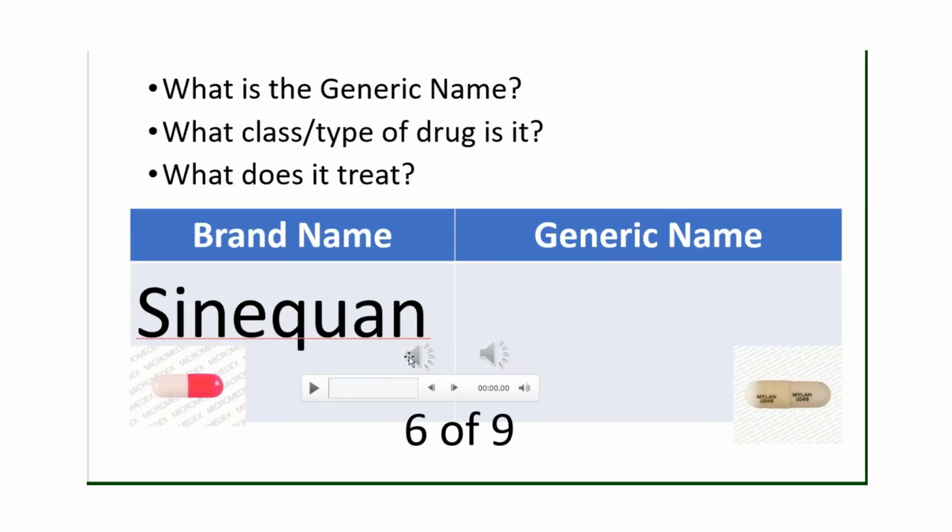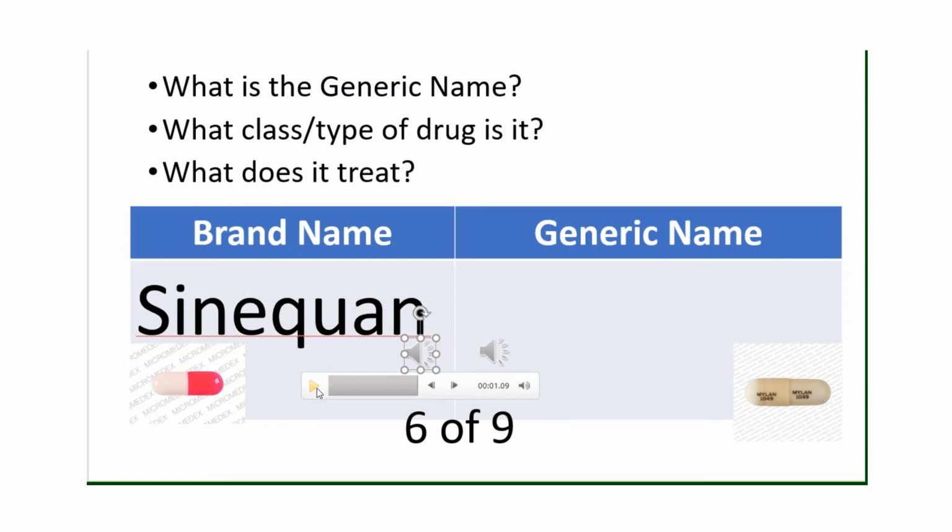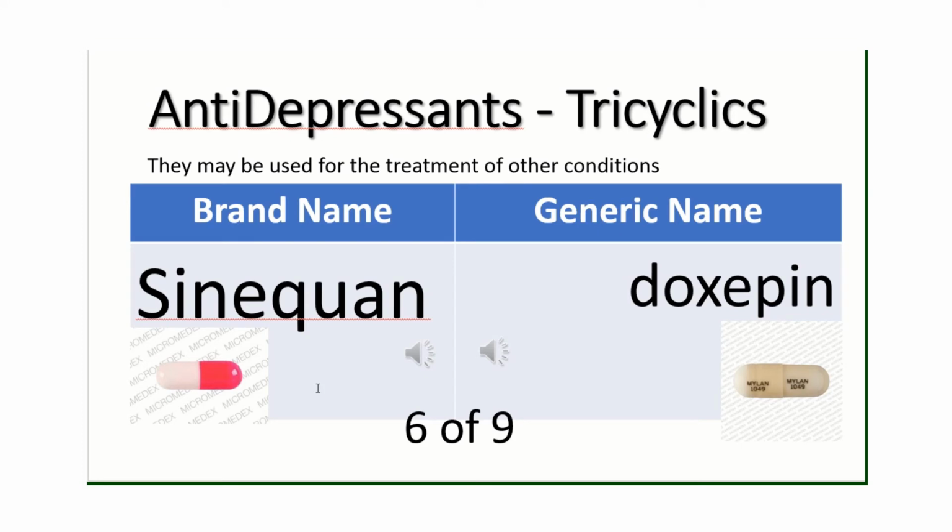What is the generic name for Sinequan? What type of drug is Sinequan? What does Sinequan treat? The generic name for Sinequan is doxepin. Sinequan and doxepin are tricyclic antidepressants. They may be used for the treatment of other conditions.